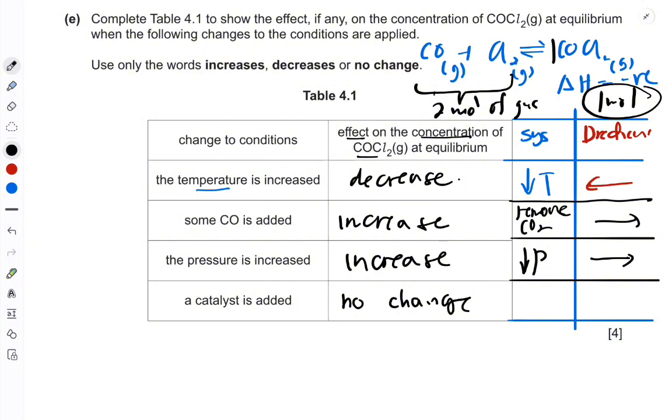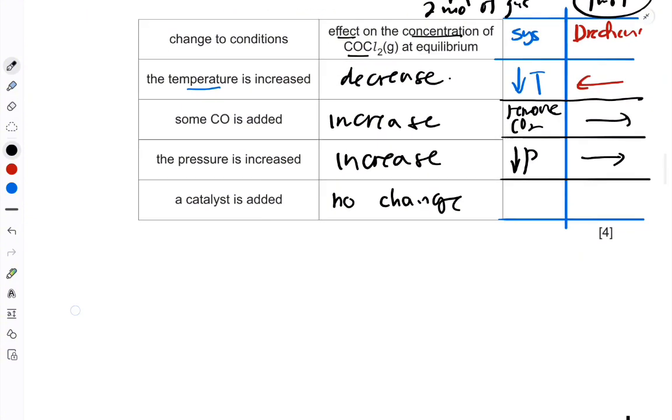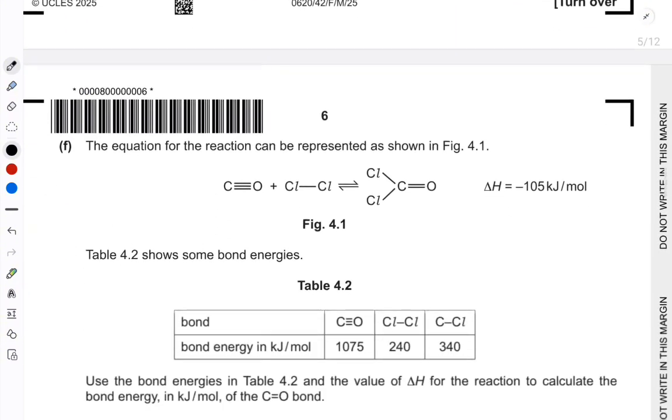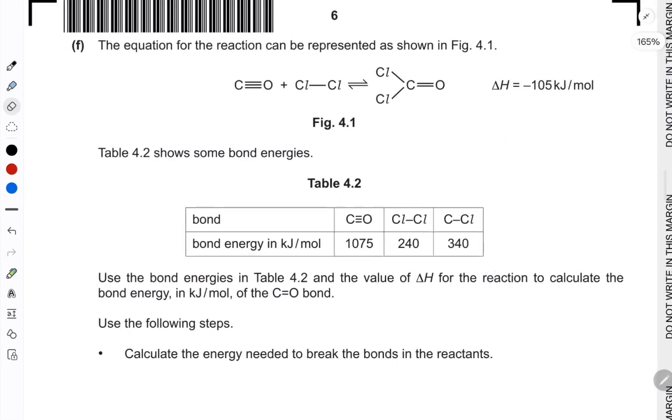Therefore, the effect is no change. Both forward rates and backward rates will increase, but the equilibrium position will have no effect. Okay, so no change. Now we go on to F. The equation for the reaction can be represented by C triple bond O plus chlorine forming your product.